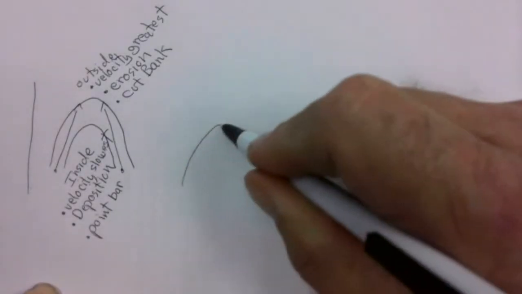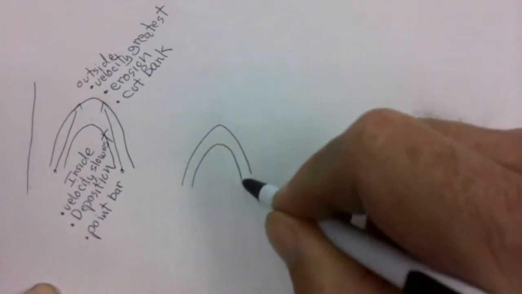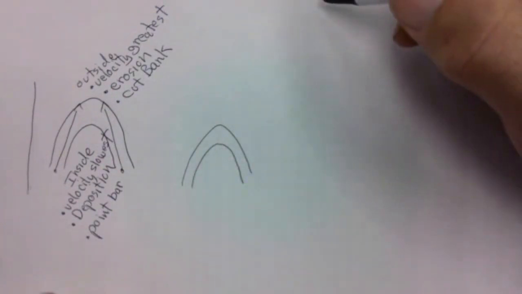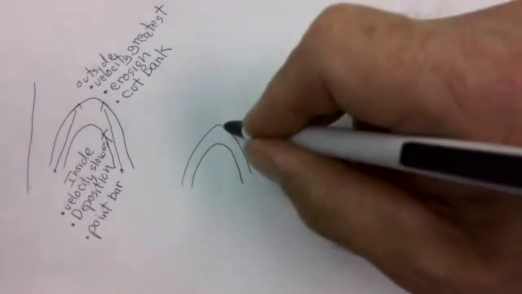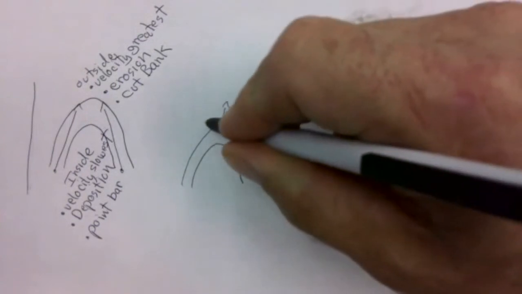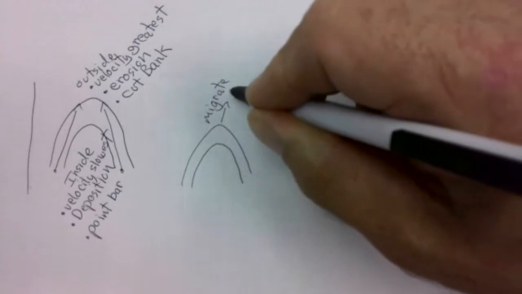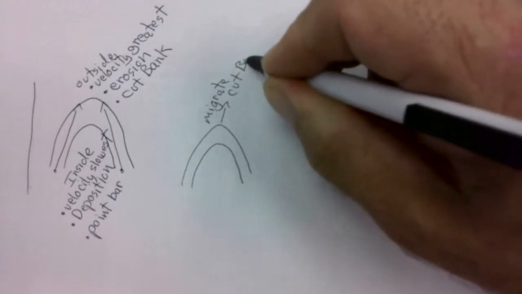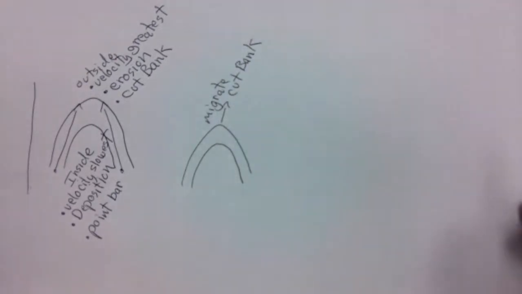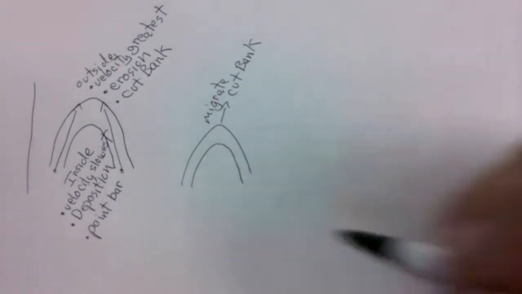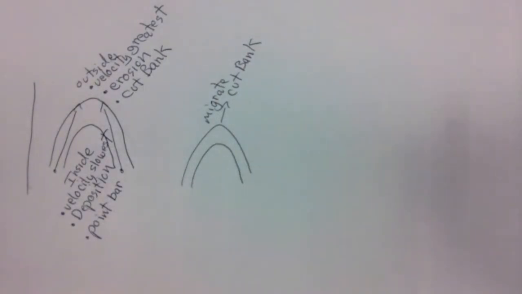When you have a meander, since the outside of the meander is where erosion occurs, the meanders will migrate in the direction of the cut bank. If you're going to build a house on a floodplain, make sure you build it on the inside of a meander.